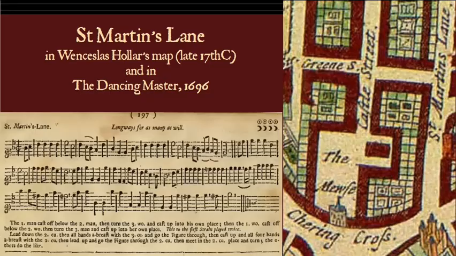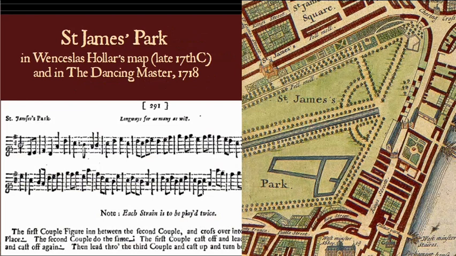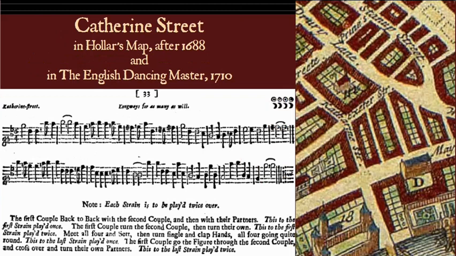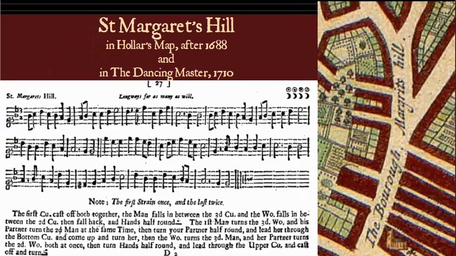This is St Martin's Lane. And St James's Park. Here is Catherine Street. This was newly built at the time. It was named after Catherine of Braganza, Charles II's queen. Here is St Margaret's Hill, just off Borough High Street. And Maiden Lane.